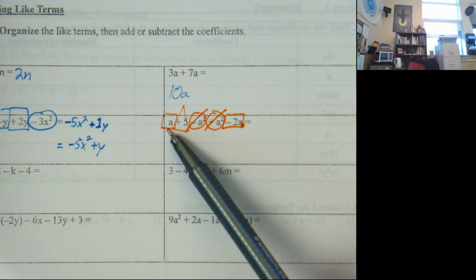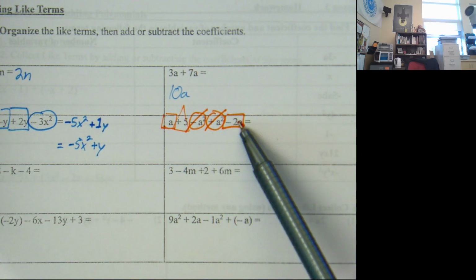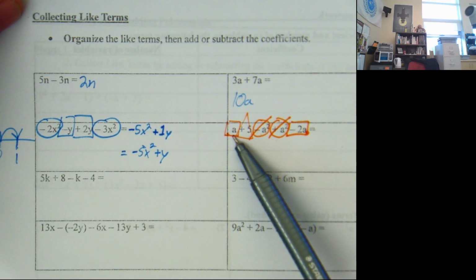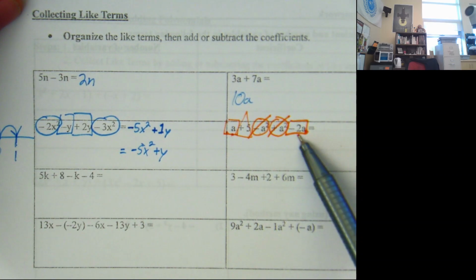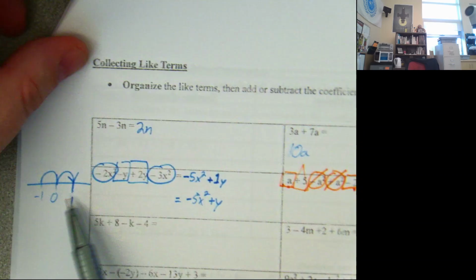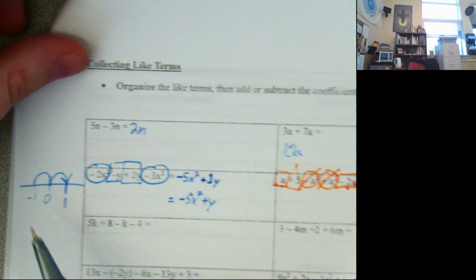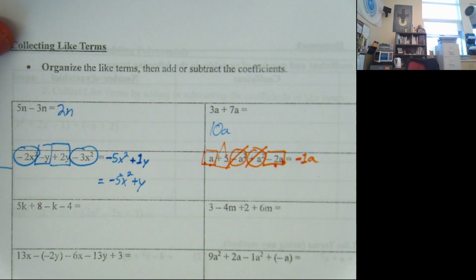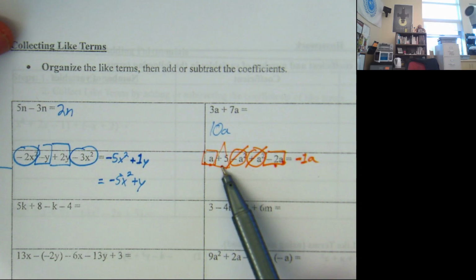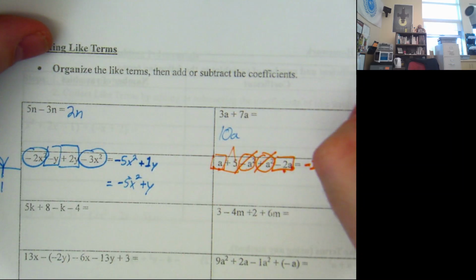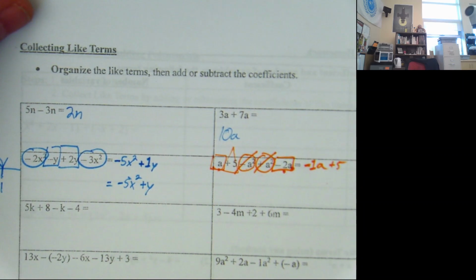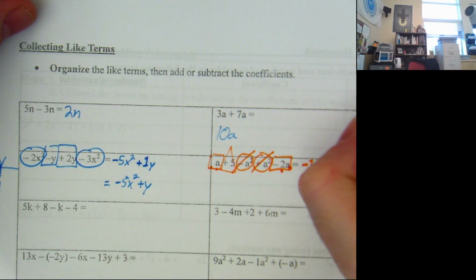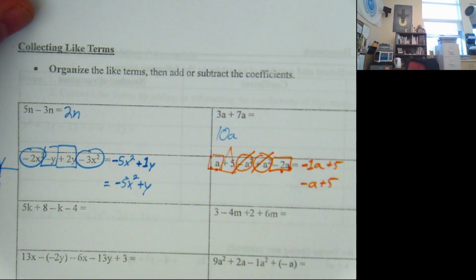Let's move on to the A's. If I have A, and I'm taking away 2 A's. If I just have an A, that's 1A. 1 minus 2 is negative 1. So I have negative 1 A's. And then a plus 5 is all alone. It has no friends. So we're just going to tuck that plus 5 there at the end. So I've got negative 1A plus 5. If you wrote it as negative A plus 5 without that 1 in there, it means the same thing.